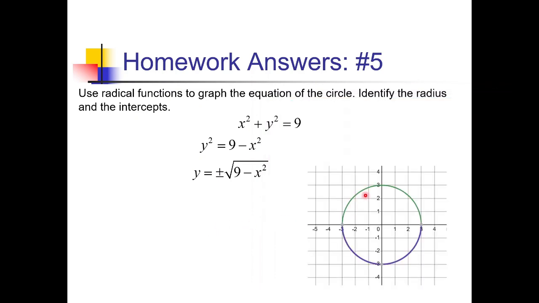So here's what I just graphed there. We can see here that we have a radius of 3. The x-intercepts are plus or minus 3. And the y-intercepts are also plus or minus 3.